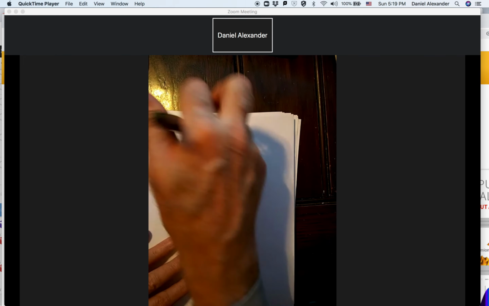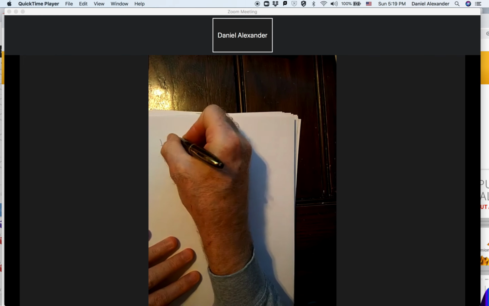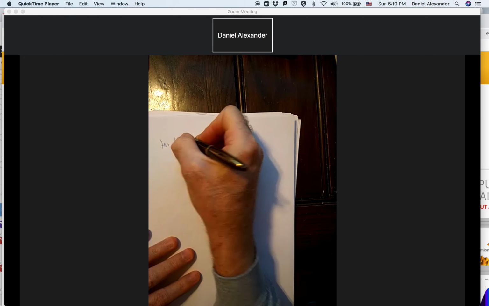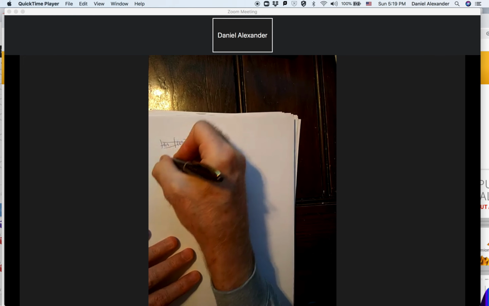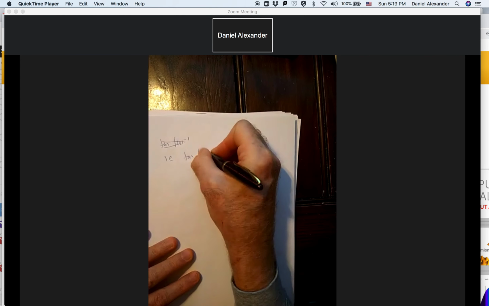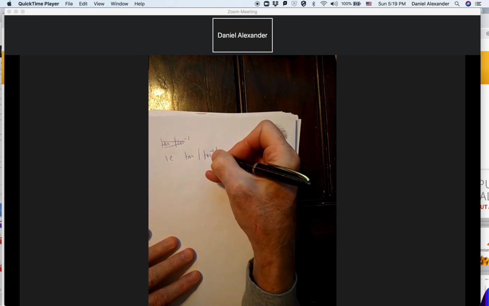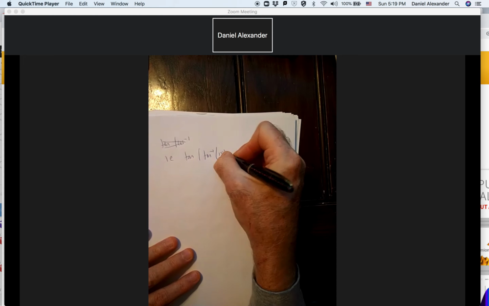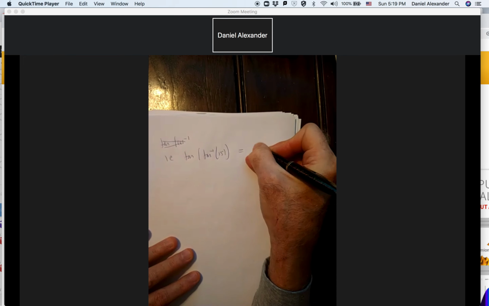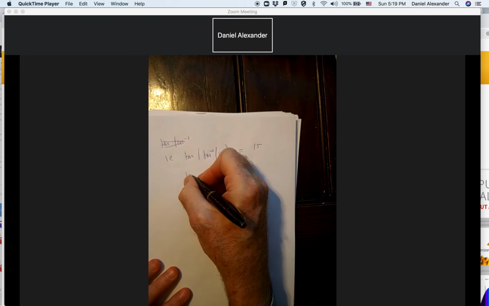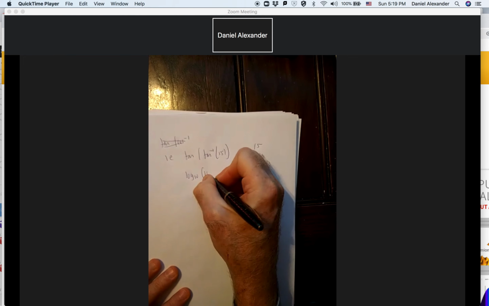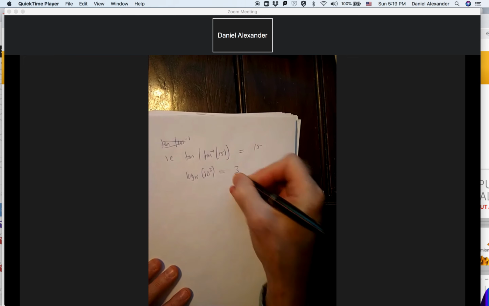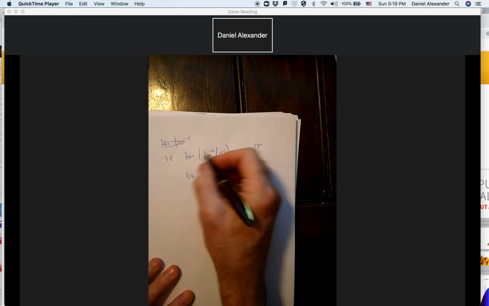Now, E and F are trickier, so you don't need the table for those. 1E is the tangent of the tangent inverse of 15. That's going to be equal to 15. It's something like the log base 10 of 10 to the 3 being equal to 3. It's exactly the same kind of idea, but let's go through it.